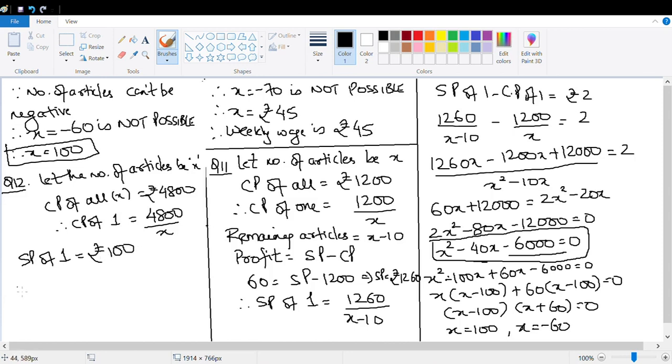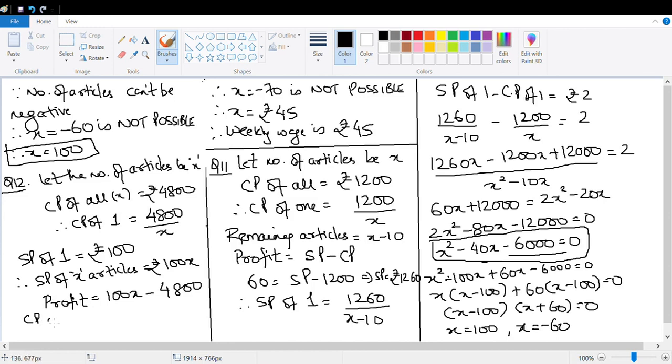So what will be the SP of all articles? SP of X articles will be equal to, yes, you multiplied, 100x rupees. It says it makes a profit equal to cost price of 15. So how much is the profit? Profit is equal to selling price minus cost price. So profit is equal to 100x minus 4800. And it's saying the profit is equal to cost price of 15.